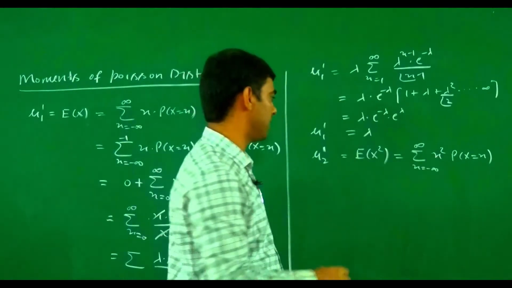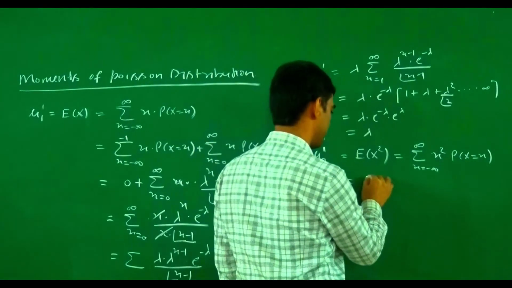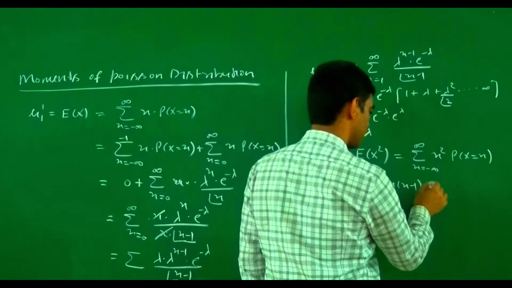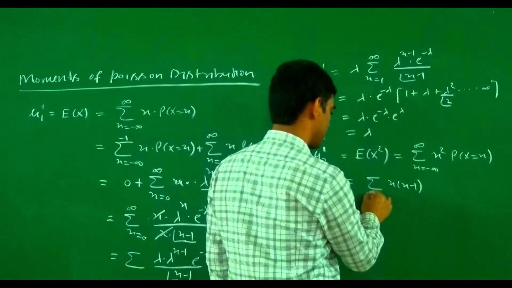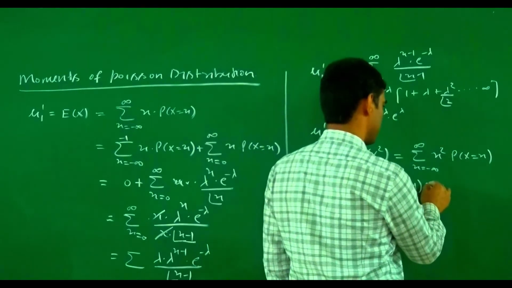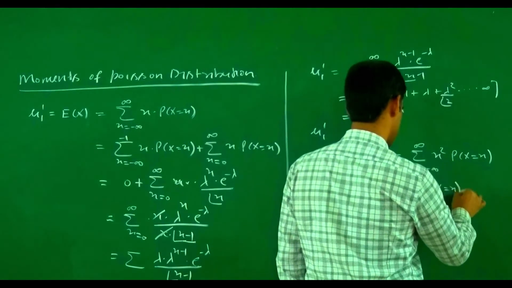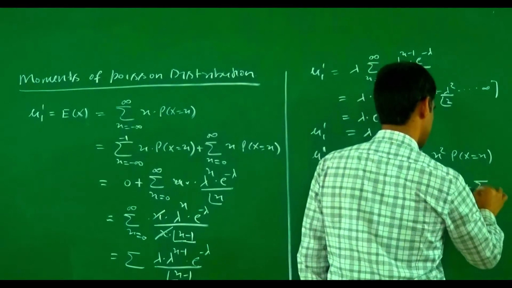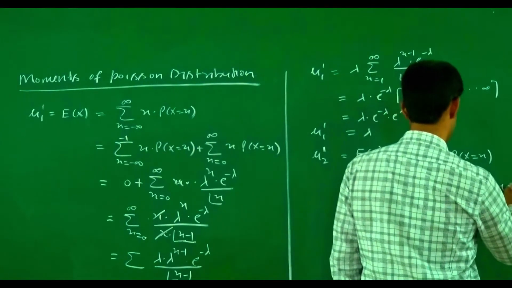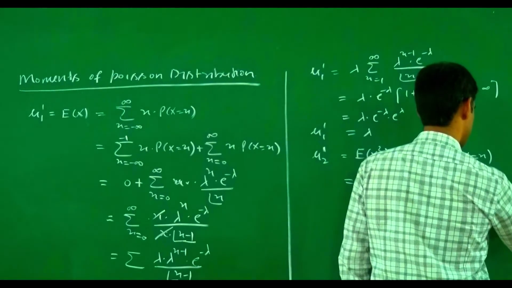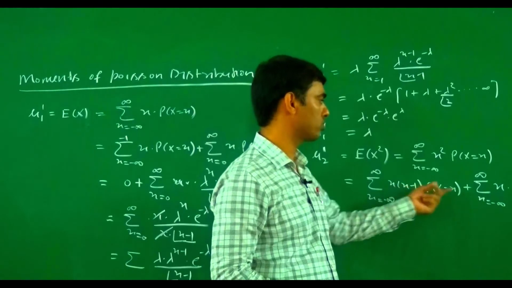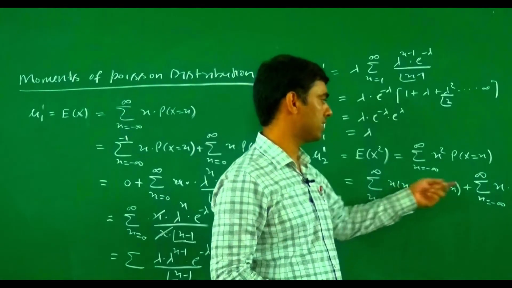X square can be written, in the form of factorial notation, as summation x into x minus 1 plus x. So this becomes summation x equals minus infinity to infinity of x into x minus 1 probability of x equal x, plus summation x equals minus infinity to infinity of x into probability of x equal x. Why do we write in this form? Because x square can be written as x into x minus 1 plus x. So x square minus x plus x becomes x square.